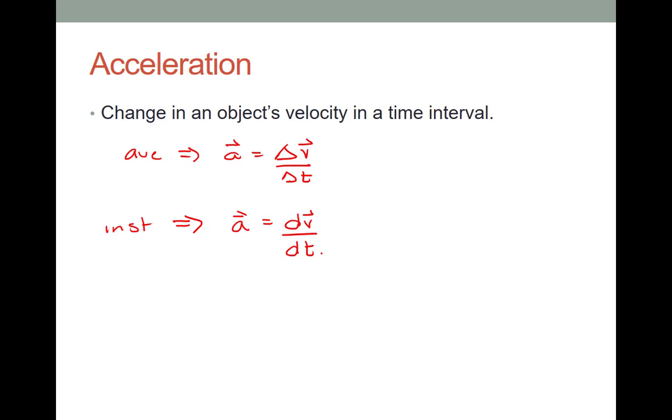Okay. Because the instantaneous acceleration is found by a derivative, remember that this means if I have a graph of velocity versus time, I can find the instantaneous acceleration at any point along this graph by calculating the slope of the tangent line to the curve.